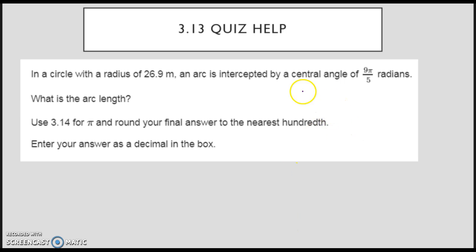Here's another one, really similar. And again, we need to find the arc length, but we need to plug in the angle, and we need to convert it to degrees first. So we've got 9 pi over 5 times, and our conversion factor for radians to degrees is 180 over pi.